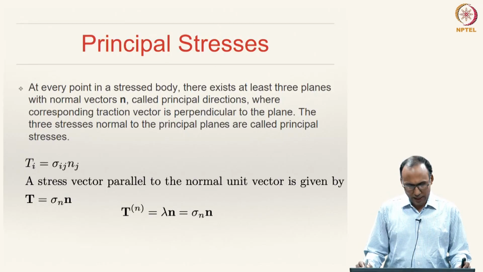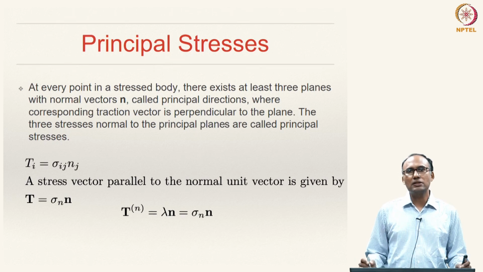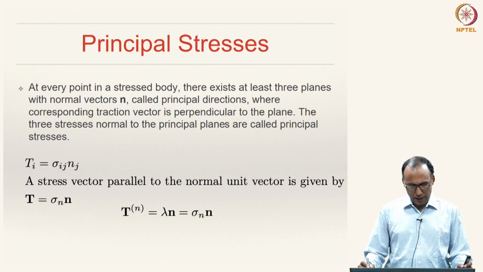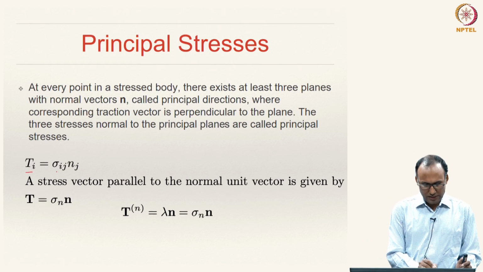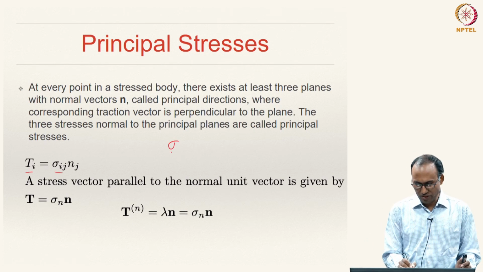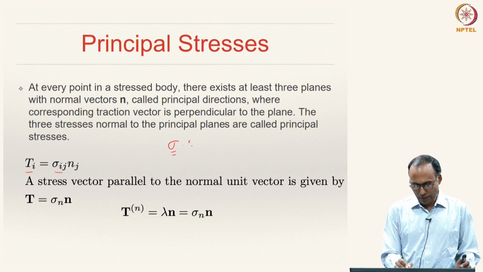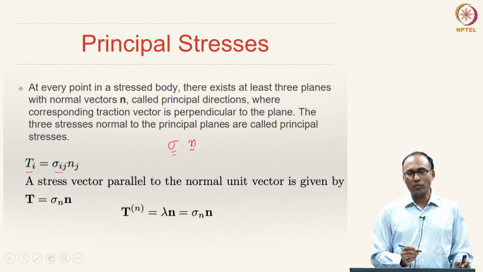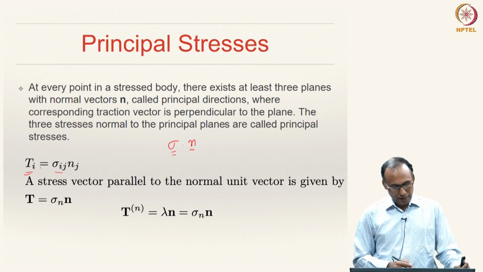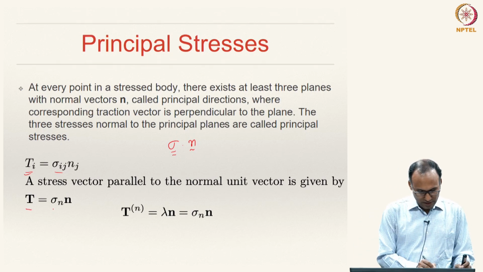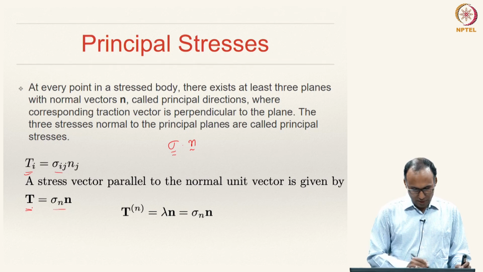Welcome back. In the last class we were looking at the concept of principal stress, and we wrote that the traction vector can be written as sigma times n, where sigma is our stress tensor and n is the normal vector to the surface on which you are trying to find the traction.